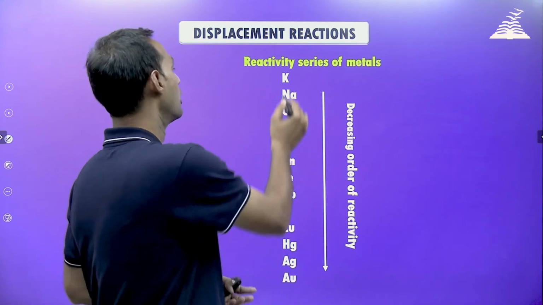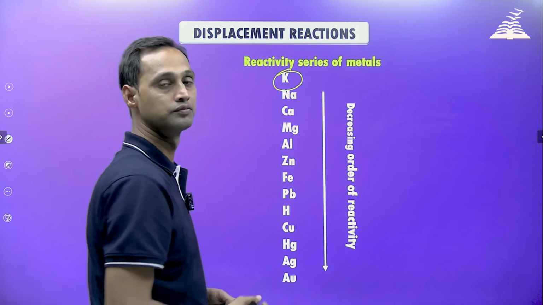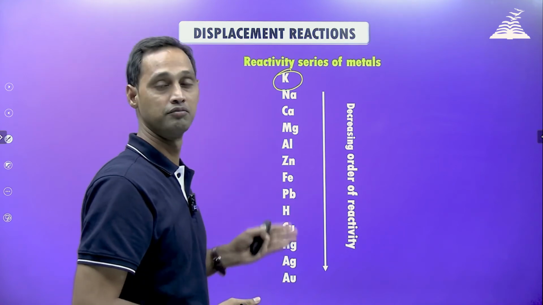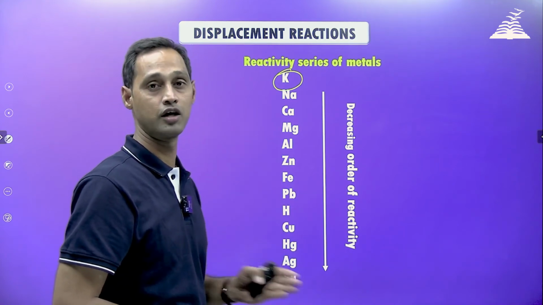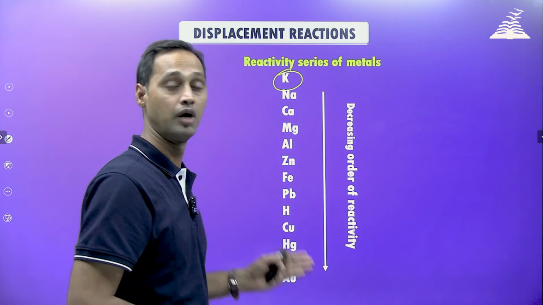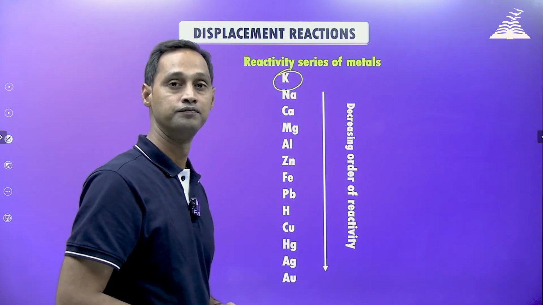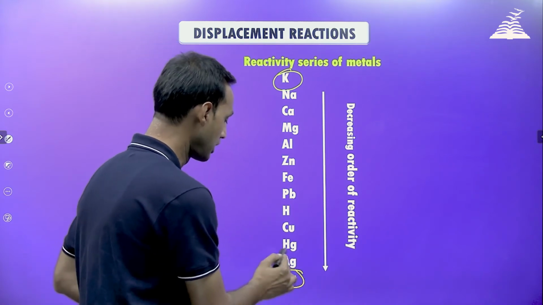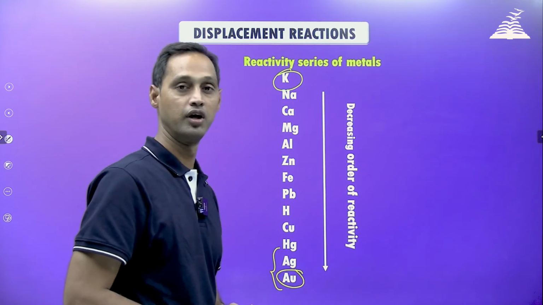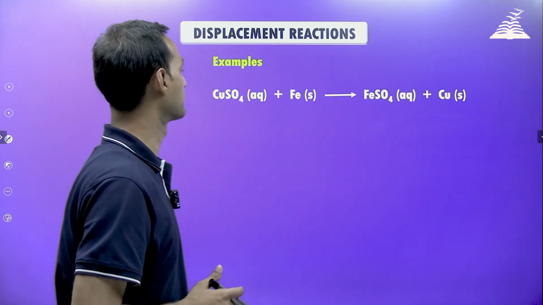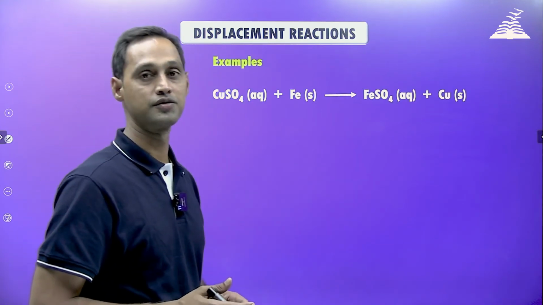Right? So here potassium is most reactive, and then sodium, calcium, magnesium, aluminum, zinc, iron, lead, and then hydrogen, copper, silver, and finally gold. Least reactive. These are least reactive metals, silver and gold. Right. Now we will take example for displacement reactions.